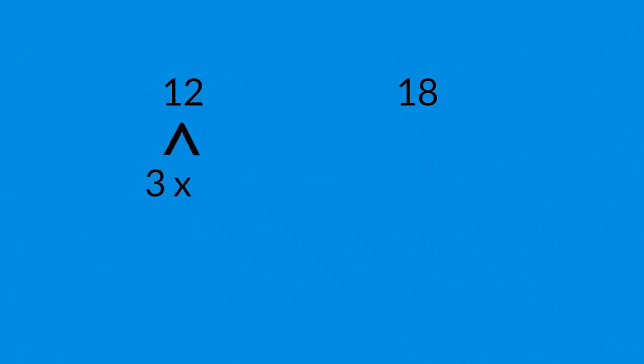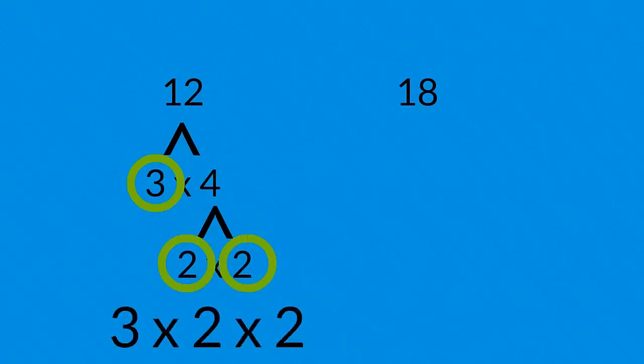12 breaks into the factors of 3 times 4. 3 is a prime number, but 4 can be broken down into 2 more factors. 2 times 2, which are both prime. The prime factorization of 12 is 3 times 2 times 2. If we multiply it back out, we'll end up at 12. 3 times 2 is 6, 6 times 2 is 12.